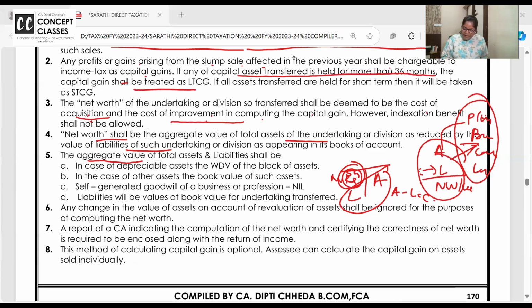Now, the aggregate value of assets and liabilities: depreciable assets should be taken at WDV. See, you want to take assets minus liabilities. So, depreciable assets you should take at WDV, and other assets you should take at book value. Self-generated goodwill and all, nowadays no depreciation on goodwill, so it is nil. Liabilities, take at book value.